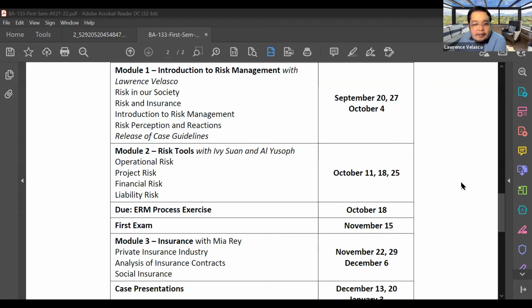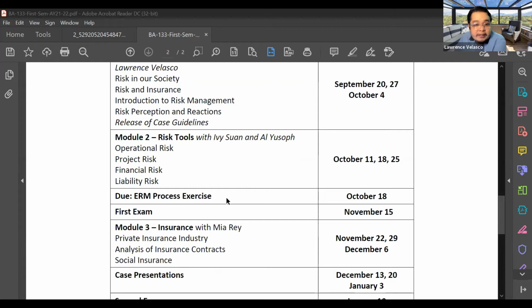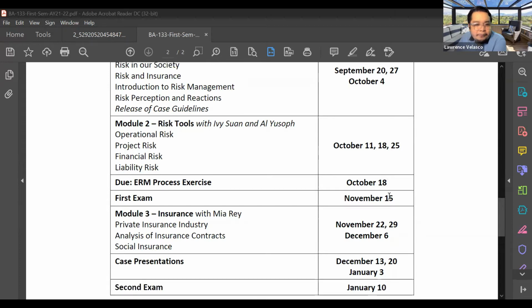Okay. One requirement, which I'll discuss later, is the ERM process exercise, which is due October 18. I'll discuss that later. And the first exam is November 15. So I think this is during class hours, Monday rin to.